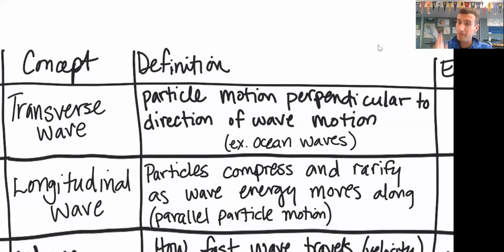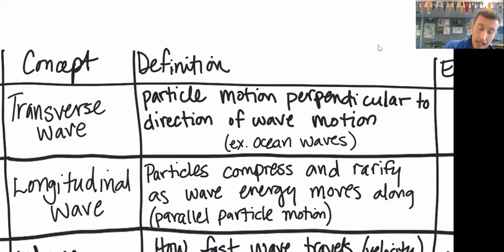Perpendicular means at a right angle. As the energy goes horizontally, the particles move up and down. That's at a right angle. This is called a transverse wave because the root word trans means across. So the particles are going across the median line. They're moving up and down, crossing that middle line over and over again. So remember, trans, across.